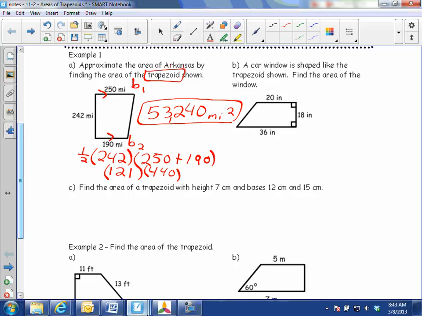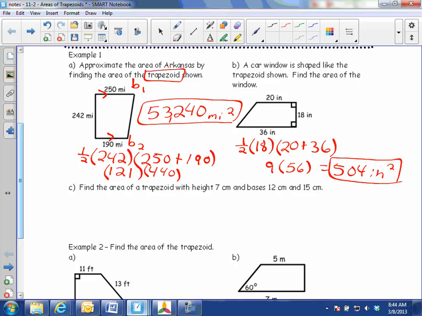Alright, so on part B, it says to find the area of the trapezoid window. So what's our height? 18 inches. And our bases would be the 20 and the 36. How do I know? Those are parallel. So again, I would take half of 18, which is 9. 20 plus 36 gets me 56. 56 times 9 is... inches squared.